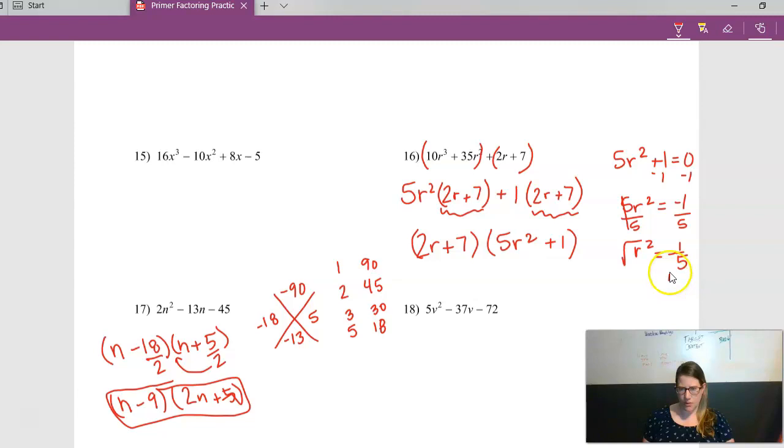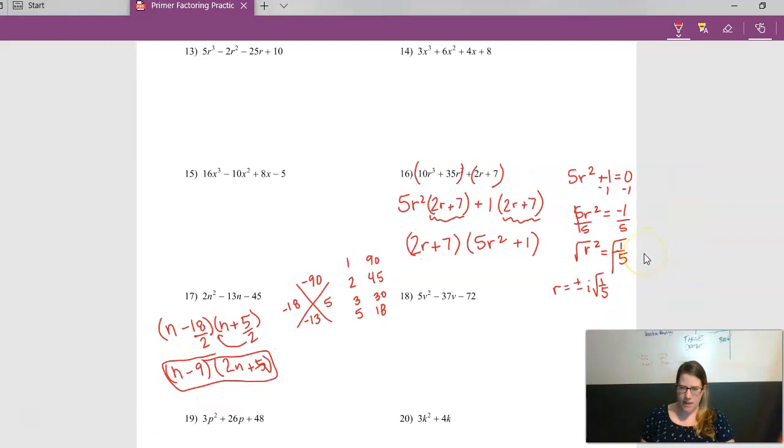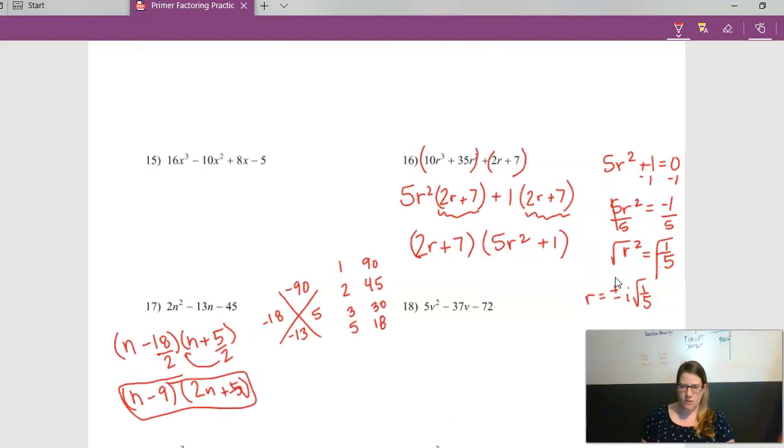I would take the square root to get rid of the squared on r. So r would be equal to plus or minus i times the square root of 1/5. Remember, if you have a negative under a square root, it's going to give you an i. And the square root of 1/5 is not going to simplify, so I would just leave it like that. The plus and minus is because anytime you're taking the square root of a squared, you could get the positive or negative of that solution.